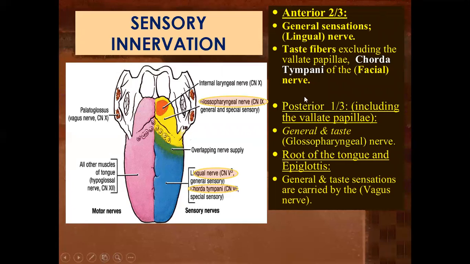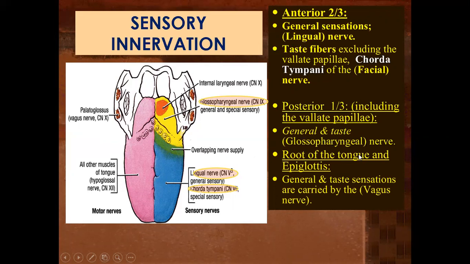What about the posterior one-third? For the posterior one-third, including the vallate papillae, all general sensation is by the glossopharyngeal nerve, and even the taste sensation is also by the glossopharyngeal nerve. So for both it is the same nerve, glossopharyngeal nerve, general as well as special taste sensation. But for the anterior two-thirds, the general sensation is by the lingual nerve and the taste sensation is by the chorda tympani nerve. So here is the glossopharyngeal nerve, which is for both the general as well as the special or taste sensation.